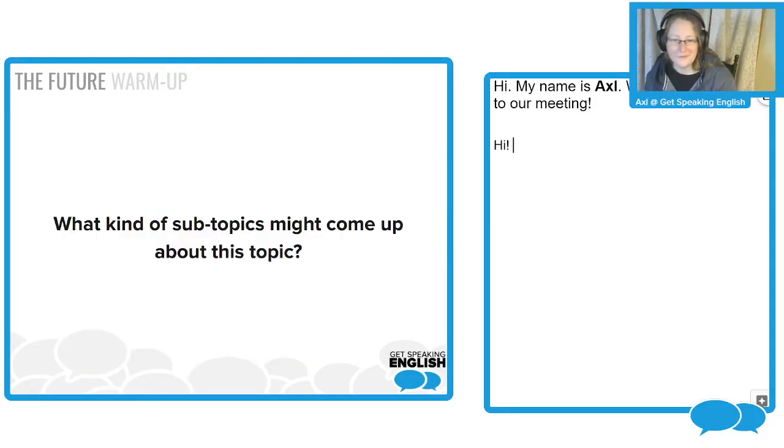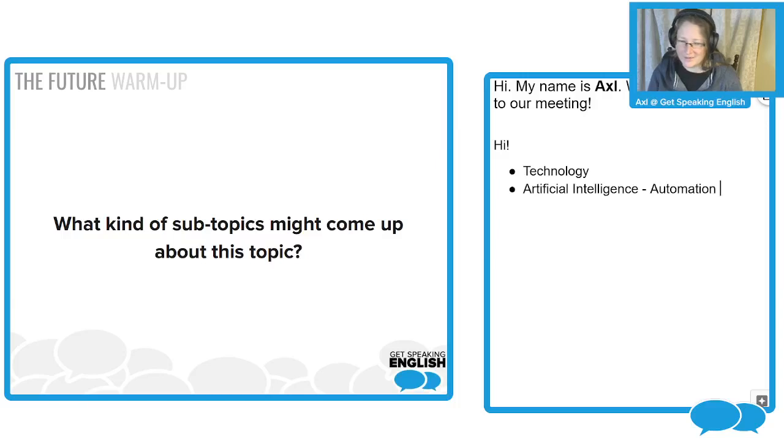All right, so first things first, we're talking about the future. What kind of subtopics might come up about this topic? Again, feel free to add your ideas in the chat. I think talking about the future, technology is definitely a topic that might come up. Speaking about technology, there's also artificial intelligence, right? Also automation, maybe, as we're using more artificial intelligence, robots and things to do tasks that were previously done by people.